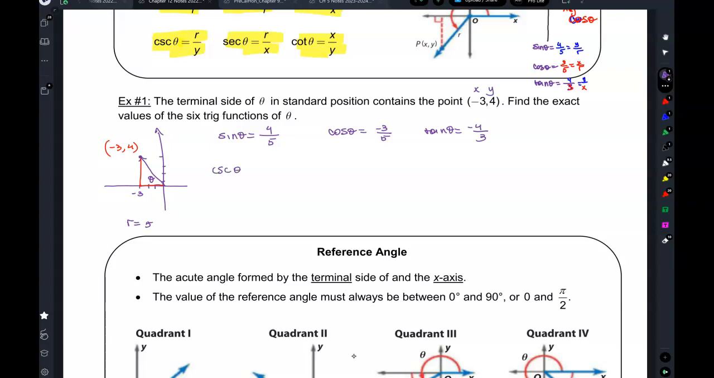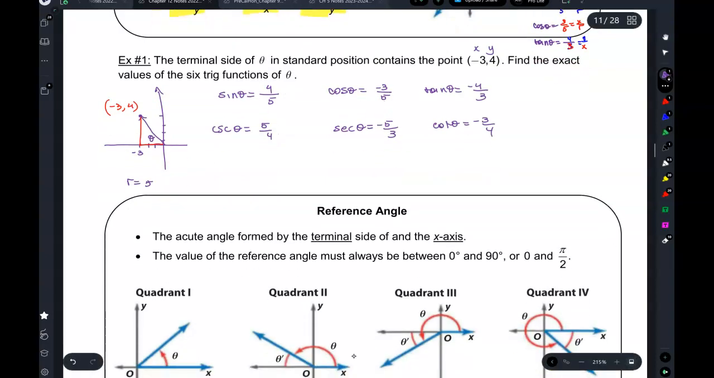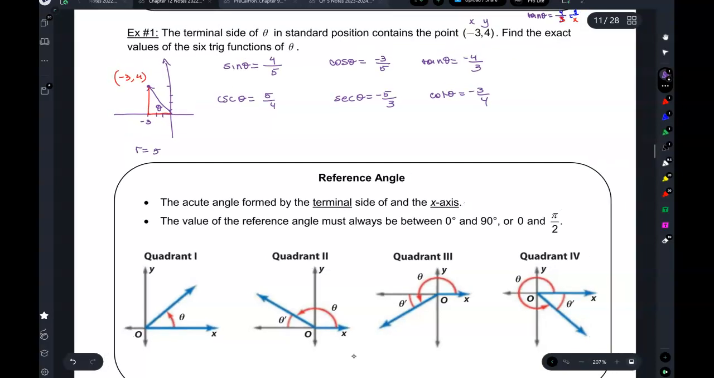Cosecant of theta is 5 over 4. Secant is -5 over 3. Cotangent is -3 over 4. You don't have to draw the diagram, ever.